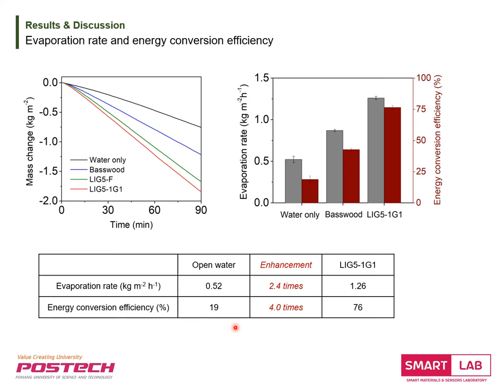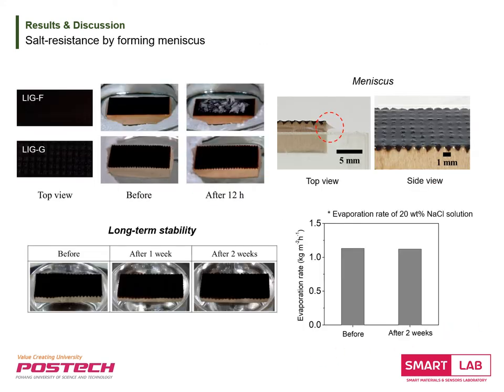The high evaporation performance was achieved by the high light absorbance of the graphitic carbon layer, faster water transport through meniscus and microchannels, and heat insulation of wood. This result is higher than or comparable with other wood-based SSGs researched before. Also, as we expected, LIGG wood showed salt resistance. Salt accumulated on LIGF wood just after 2 hours of evaporation in 20% salt water, but not on LIGG wood even after 12 hours. Also, LIGG wood maintained evaporation rate and salt resistance in 20% salt water during 2 weeks.